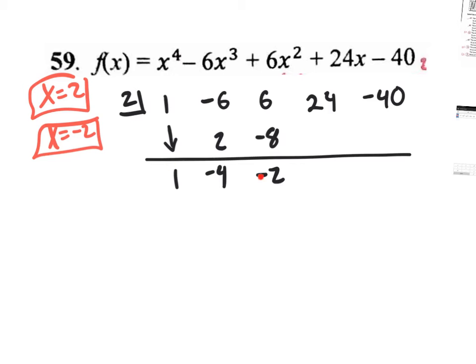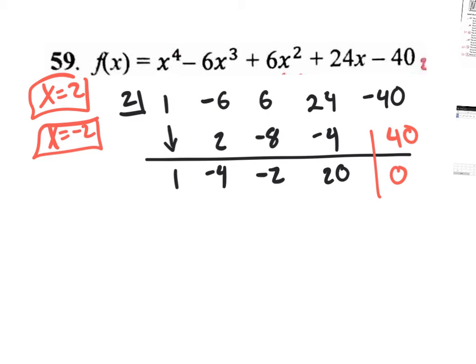As you go up, you multiply: 2 times negative 2, that's negative 4. As you come down, you combine: 24, take away 4, that's 20. As you go up, you multiply: 2 times 20 gives me 40. And yes, the remainder is 0. That does not surprise me. Why? Because I know for a fact, using Desmos, that x equals 2 is a solution.